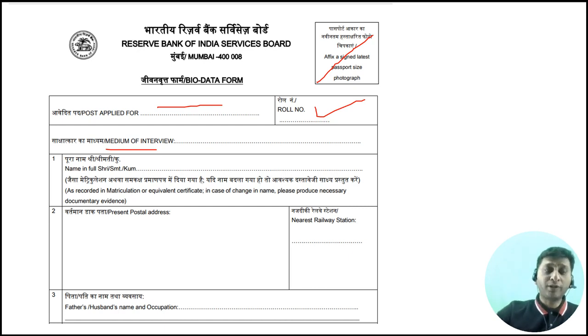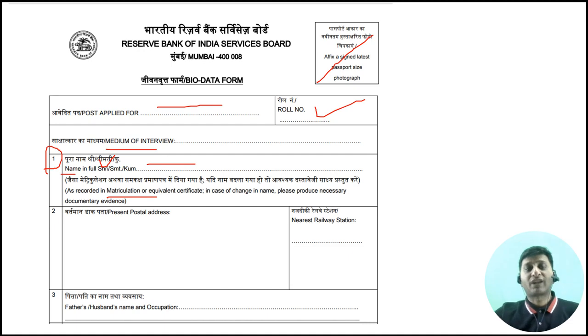Now, regarding point number one, here you have to write your name in full, as mentioned in the matriculation certificate. So you can either choose Shri or Shrimati. If you are Shri, then tick on Shri and write your full name here. Otherwise, choose Shrimati, or you can even use Kumar or Kumari here. And please write your name as recorded in the matriculation certificate. I hope you would have written the same name while filling your form after the RBI Grade B notification.